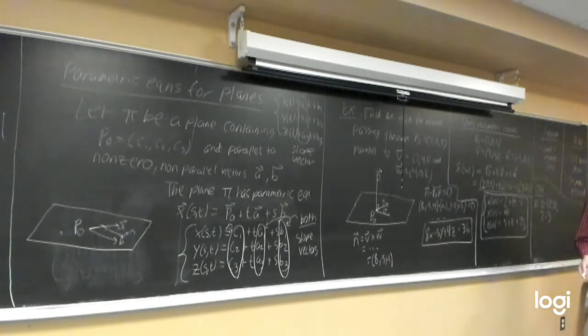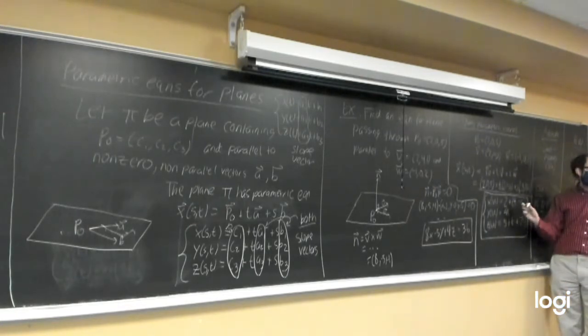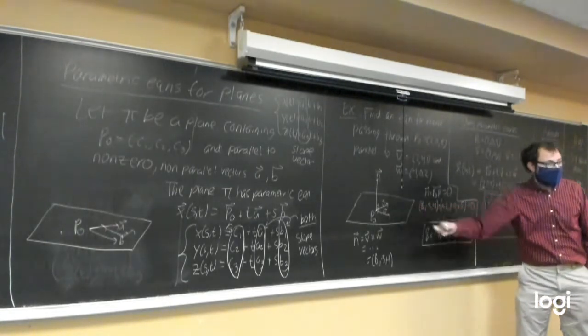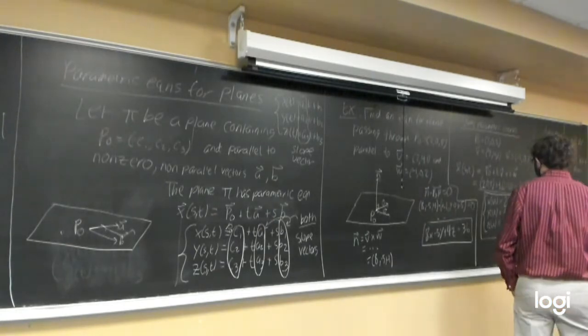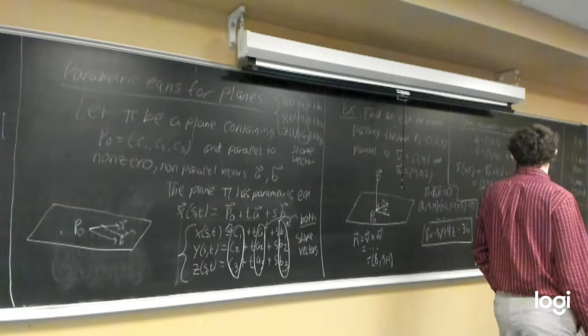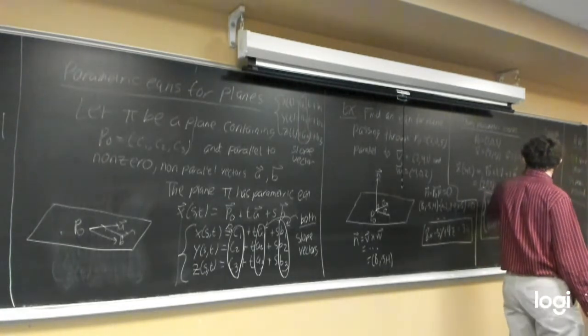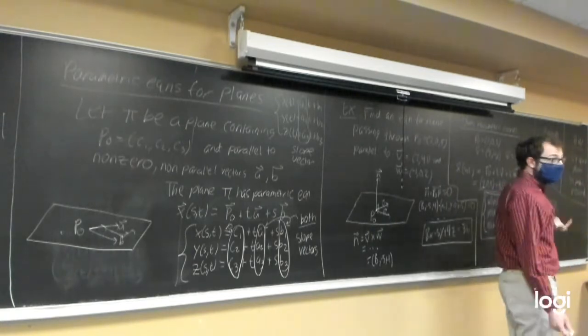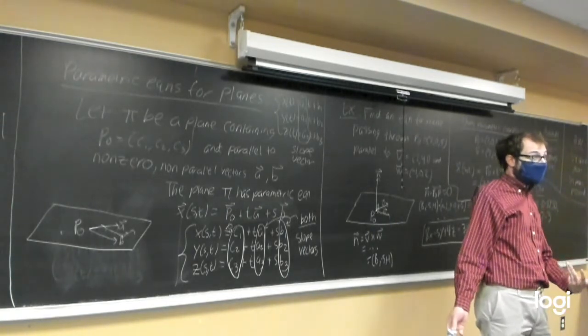Now, if you wanted to find some points on your plane, you could just plug in values for s and t, and no matter what you plugged in for s or what you plugged in for t, you'll always get a point on this plane right here. So if we were to plug in s equals 0 and t equals 1, for instance, we would get 4, 4, 6 as a point on our plane.